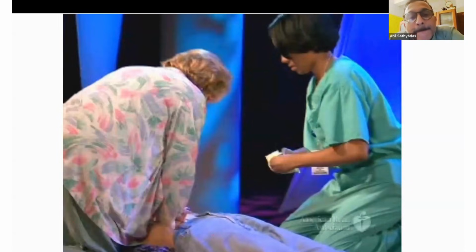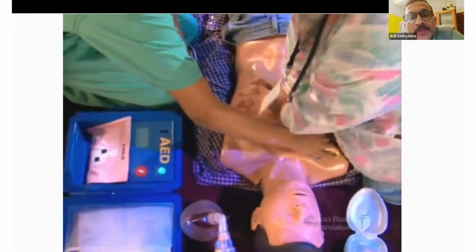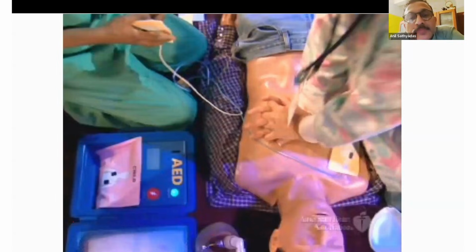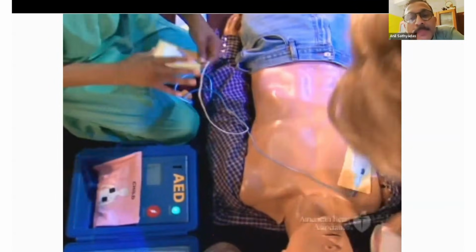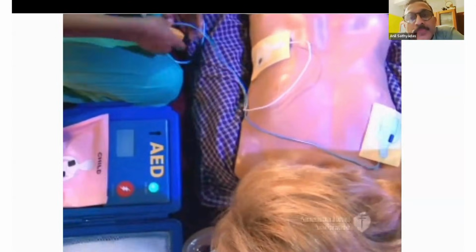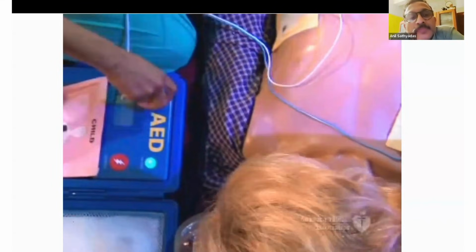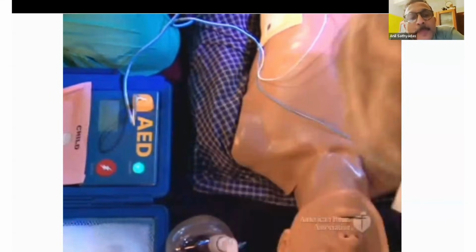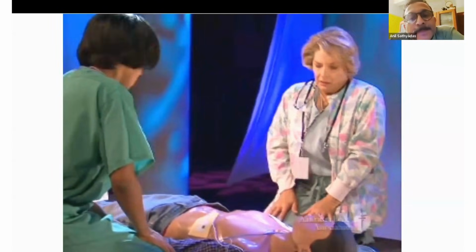Open the attached pad package and peel off the plastic backing. Press the sticky side on the victim's bare chest. Place one pad on the upper right side of the bare chest to the right of the breastbone. Put the other pad a few inches below the left armpit. With 2 rescuers, don't stop CPR until the AED pads are attached to the chest and you are ready to let the AED analyze the victim's heart rhythm. Plug in pad's connector next to flashing light. The AED is now ready to check the victim's heart rhythm.